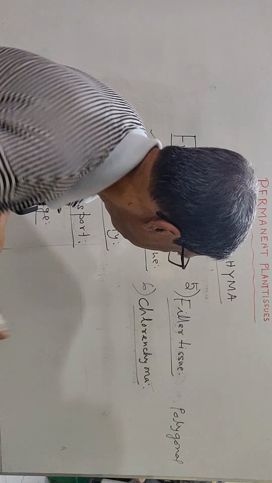Next, what is the difference between aerenchyma and chlorenchyma? Chlorenchyma is present in mesophyll tissue. Aerenchyma is present in hydrophytes. In case of chlorenchyma, intercellular space is present but very small. In case of aerenchyma, intercellular space is present and also air cavities. So it gives buoyancy.